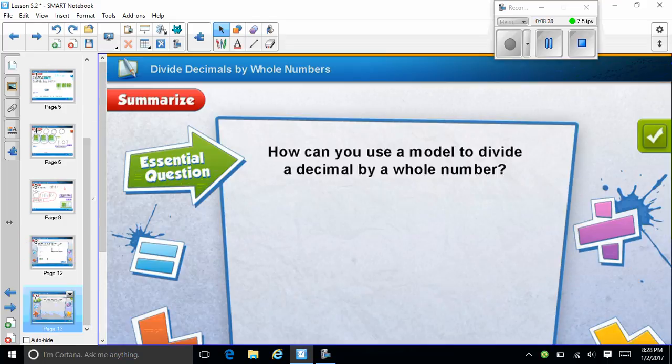Okay, you're going to copy down our essential question. How can you use a model to divide a decimal by a whole number? You can use any of the examples that we talked about in today's lesson and be ready to share this with me in tomorrow's class.